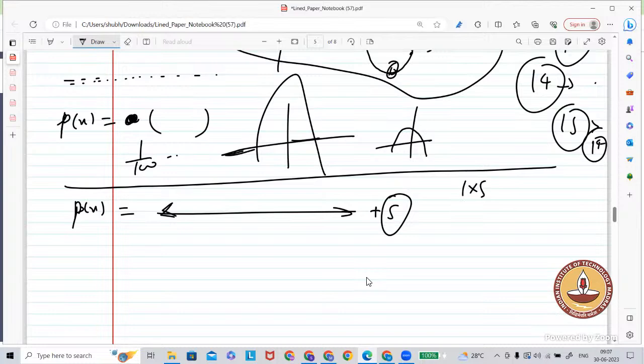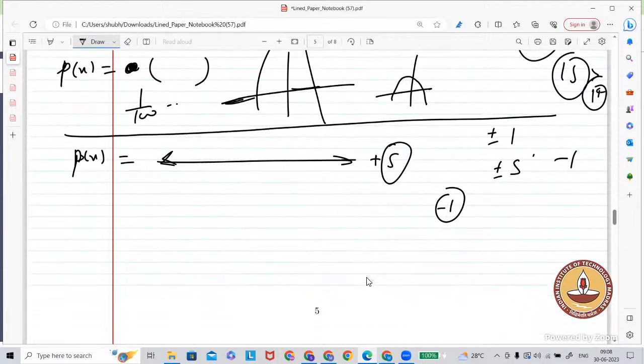You can find the factors of 5, which are 1 or 5. So plus minus 5 and plus minus 1 you have to check. Once you substitute, suppose 1 gives 0, or even let's say minus 1 gives 0. Once you substitute, you get the polynomial's output as 0. That means minus 1 is a root. That means x plus 1 divides that polynomial.